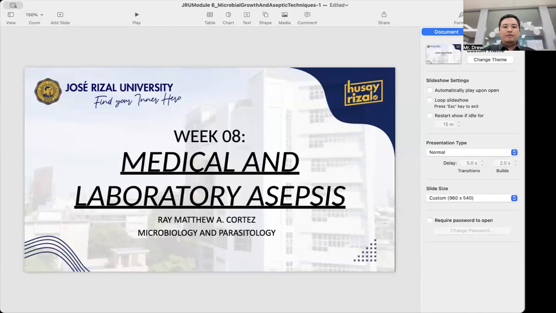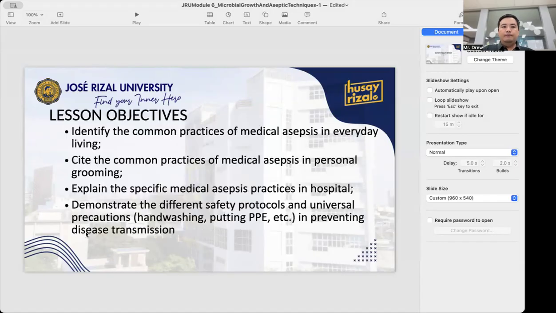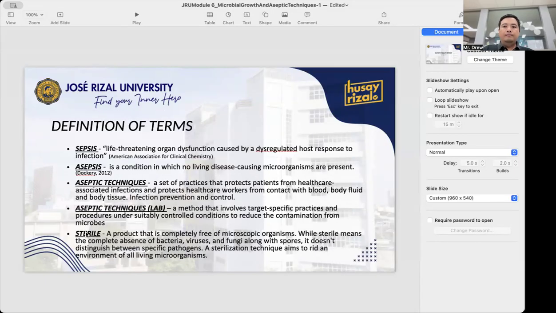All right, let's continue the microbial growth, but this time we will go to the medical and laboratory asepsis. So let's go first with the definition of terms before diving into the details of medical and surgical asepsis. Let's define some key terms.